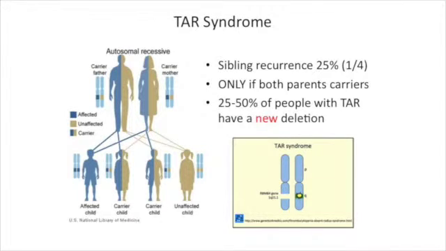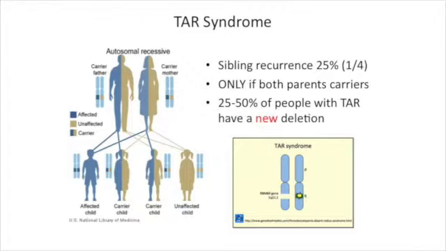Because if it's new in the child, then the risk of having a sibling with a similar condition is much, much lower. Whereas if we confirm that this situation is correct, one parent has the deletion and one parent has the spelling mistake, then we know that there's a 25% chance of it happening again, of that combination.